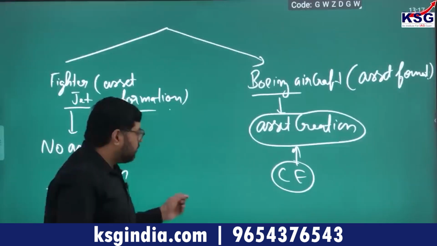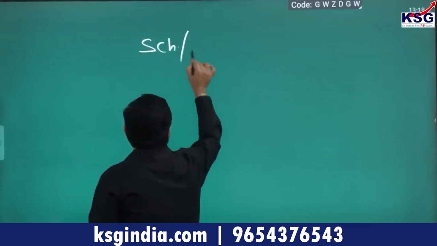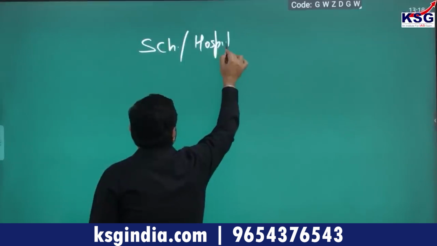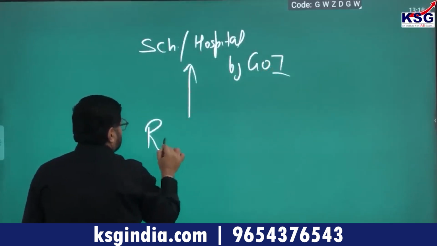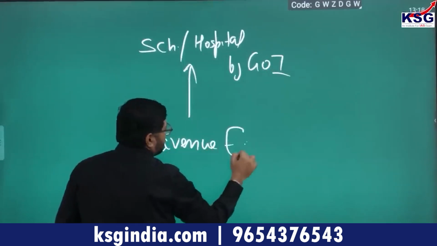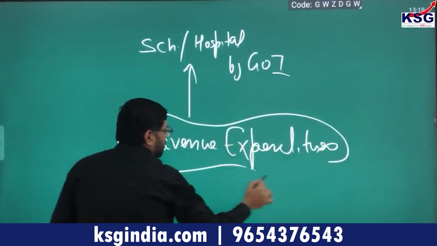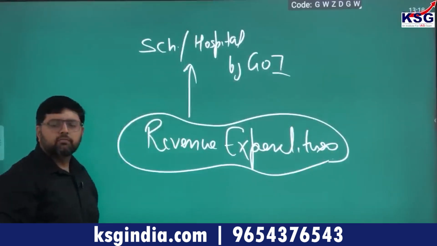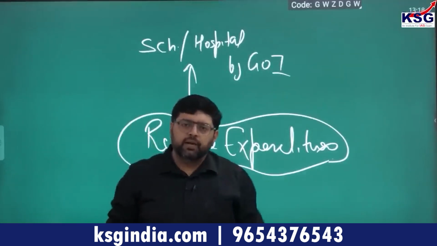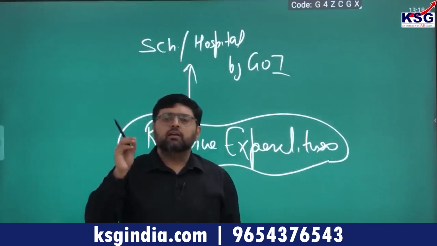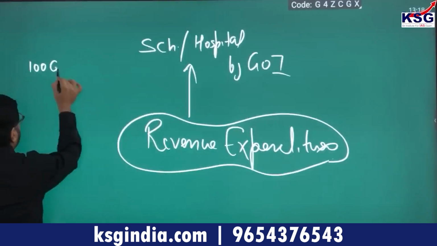Now if I talk about school construction, or you can say hospital, that is by Government of India, it is revenue expenditure. Why? Just take an example. Suppose the government spends 100 crores in order to make a hospital.